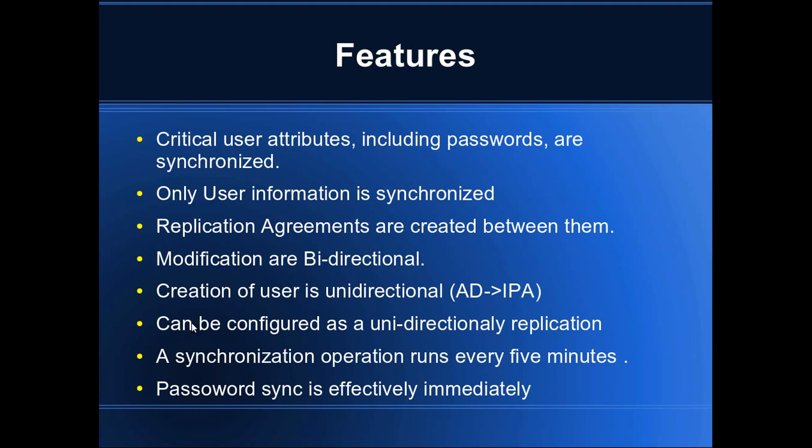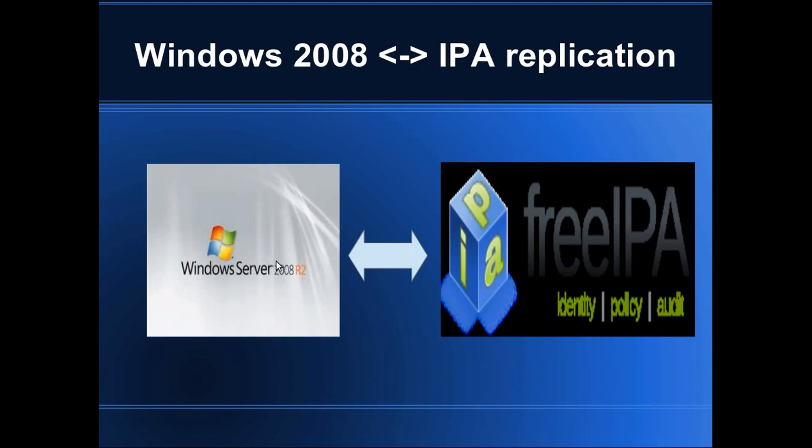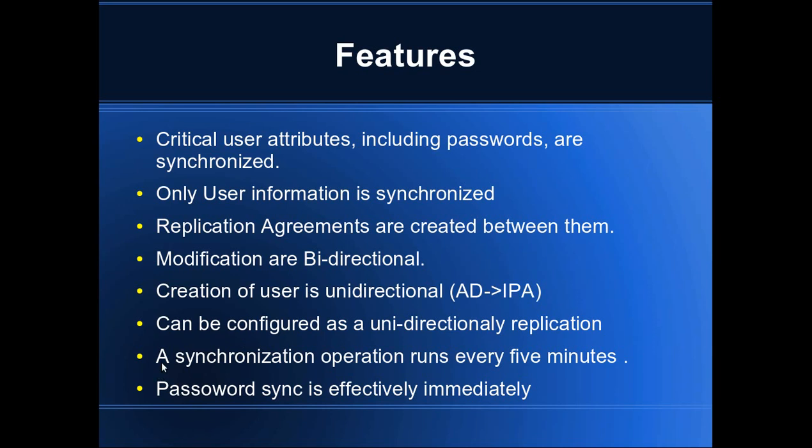If you want, there are certain parameters that can be modified to make the replication happen in one direction only, and the synchronization operation happens every 5 minutes. Okay, when talking about the synchronization or the replication between Windows and an IPA server, we use the word synchronization rather than replication because this is the synchronization of only user details. The synchronization operation happens every 5 minutes, and password sync is effective immediately as soon as you modify the password.